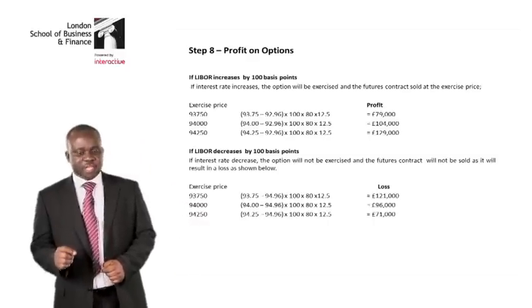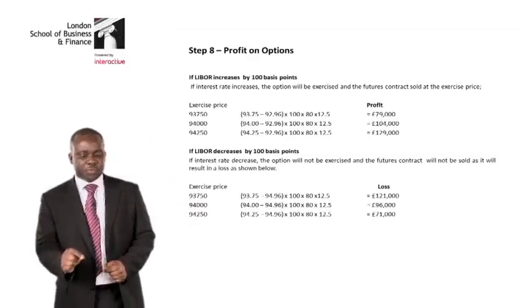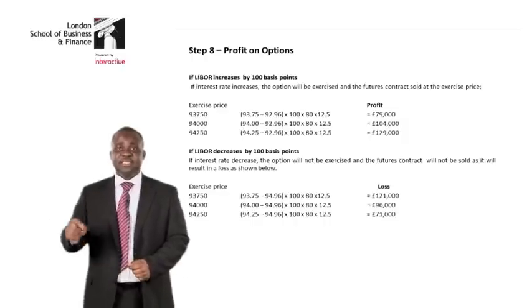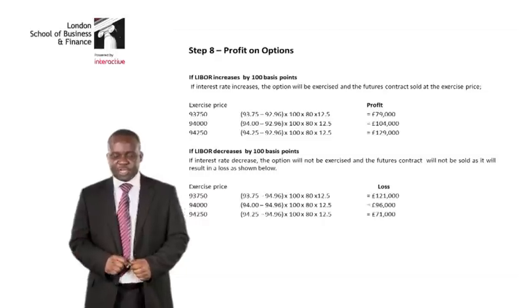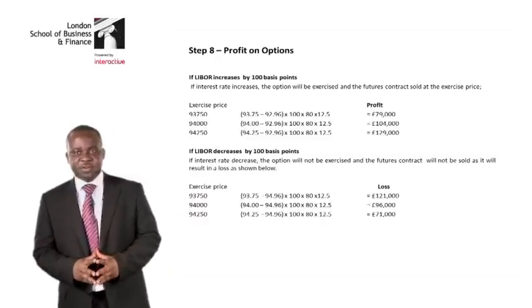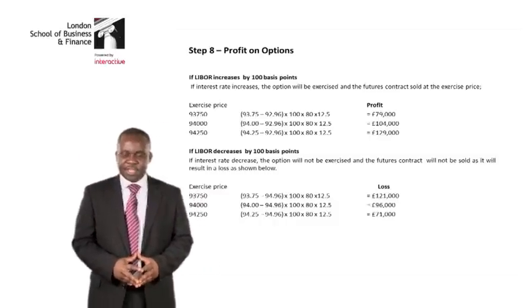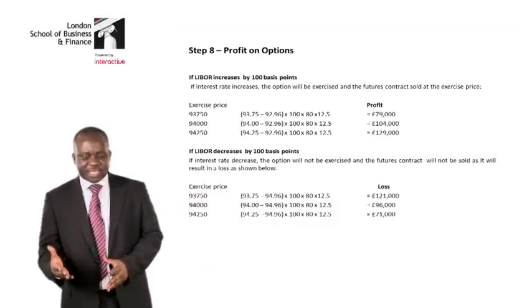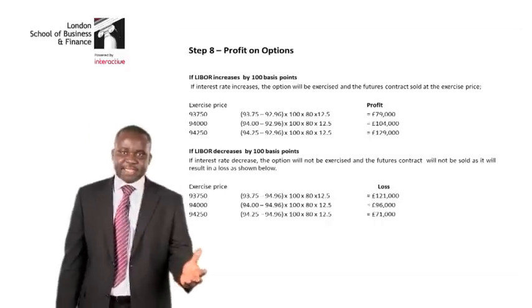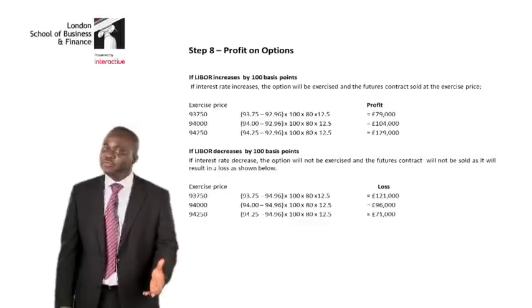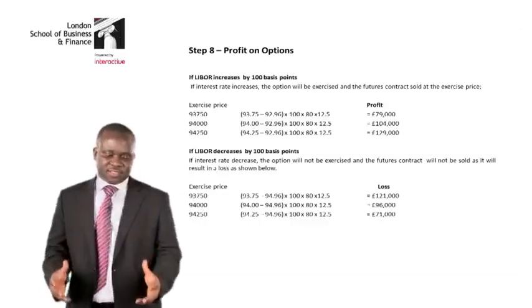If I entered into this option at the first exercise price of 93,750, it means 93.75, and the closing future price, if interest rate was increasing, is 92.96. That tells me if I sold at 93.75 and I close it by buying at 92.96, then I have to make a profit. Therefore, that option is meant to be exercised.